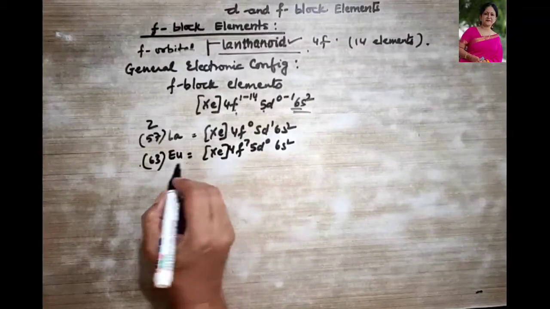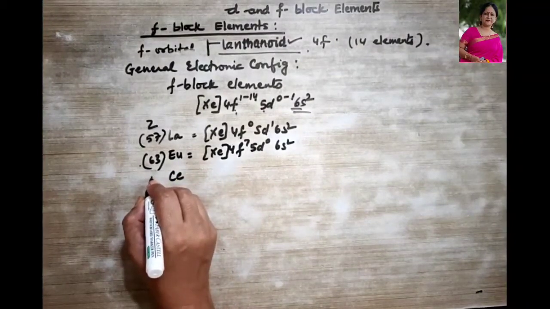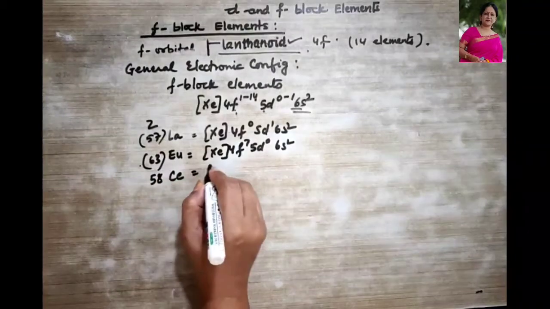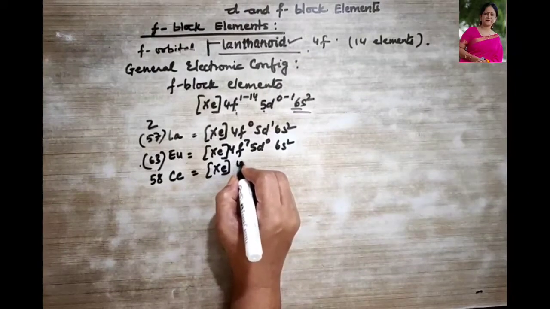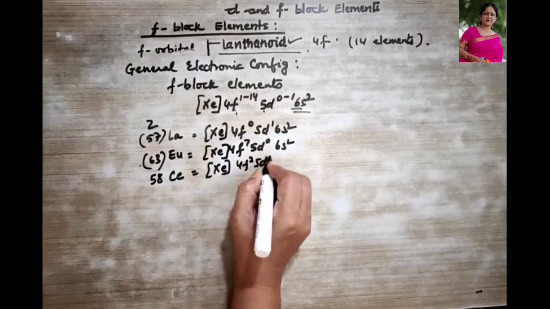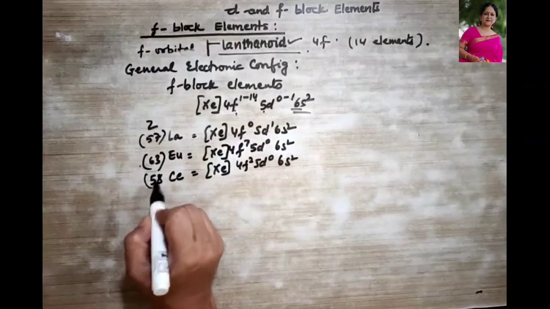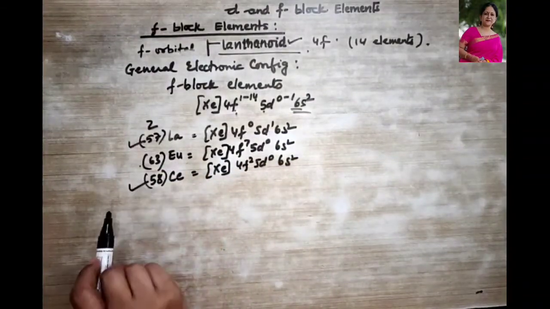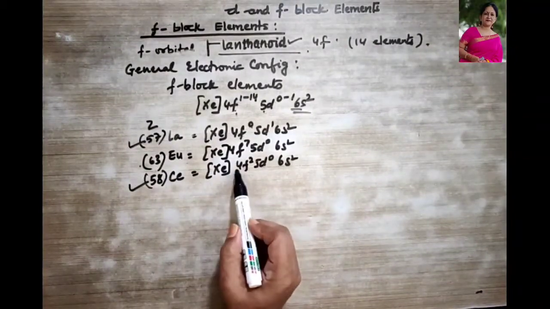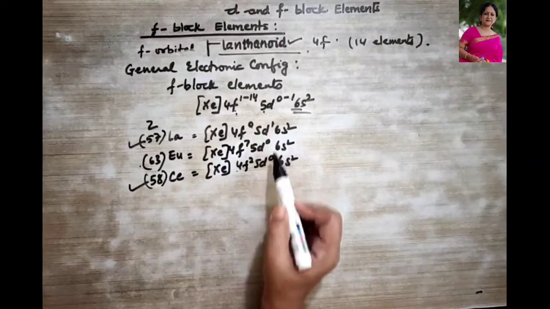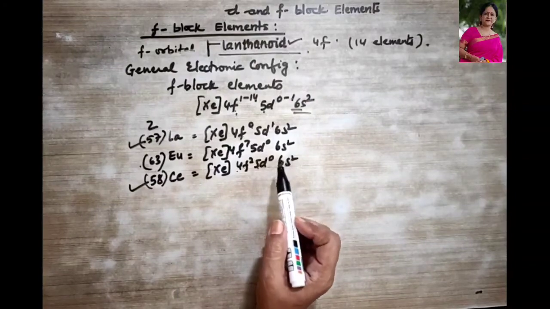Now let us see the electronic configuration of cerium, whose atomic number is 58. So let's check this particular element and see the configuration. It is 4f2 5d0 6s2. So if you compare 57 and 58, right? Over here, see, it is 4f0, here it becomes 4f2, 5d1 has become 5d0 and 6s2, right?